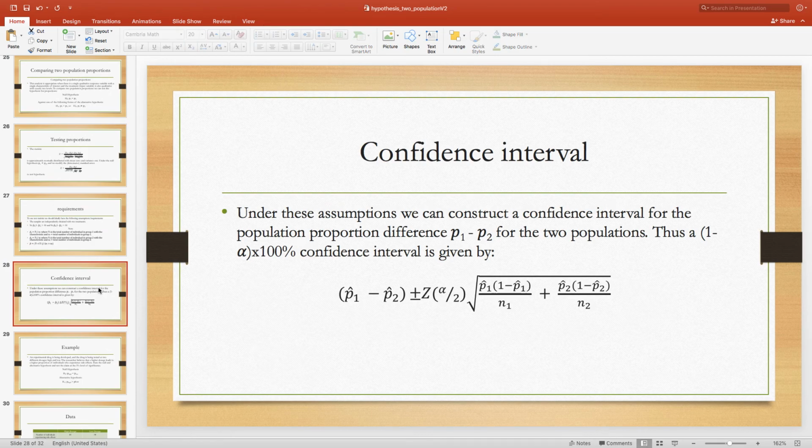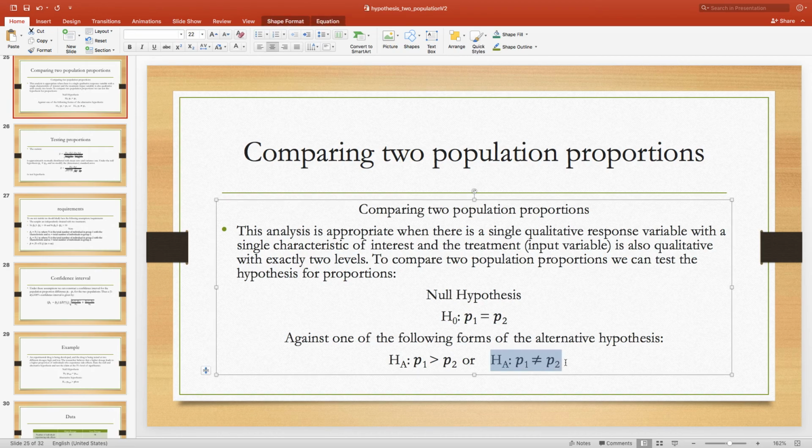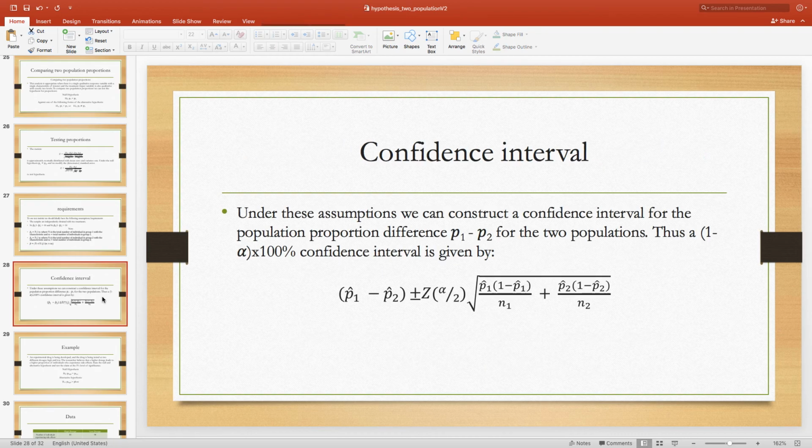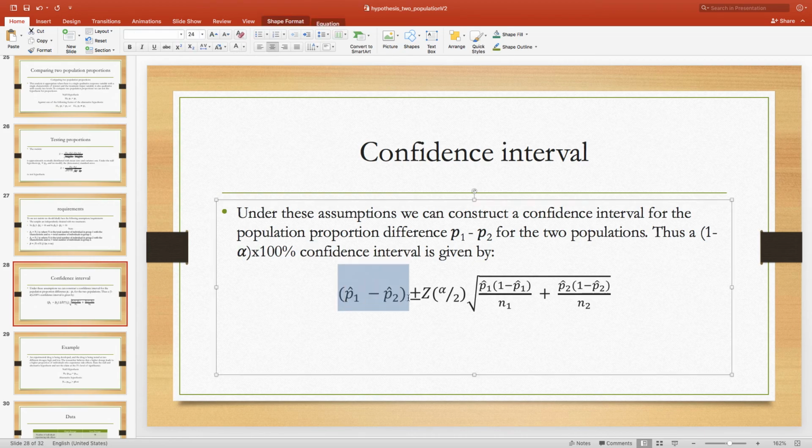So if I'm going to calculate a confidence interval, because this can be used to test hypotheses if the alternative is two-sided. This is the two-sided alternative right there. And only in this situation we can use the confidence interval. The confidence interval for the difference in population proportions is going to be the difference in sample proportions plus or minus z alpha over 2 times this standard error right here.